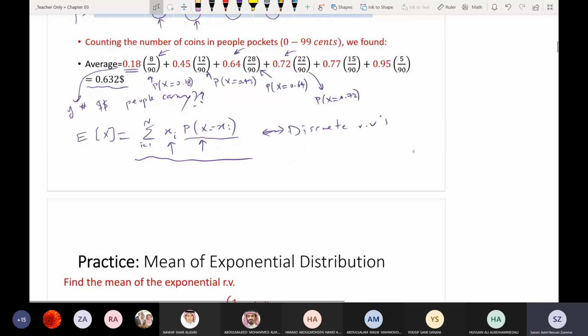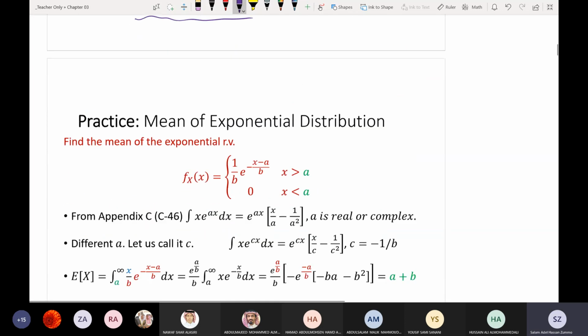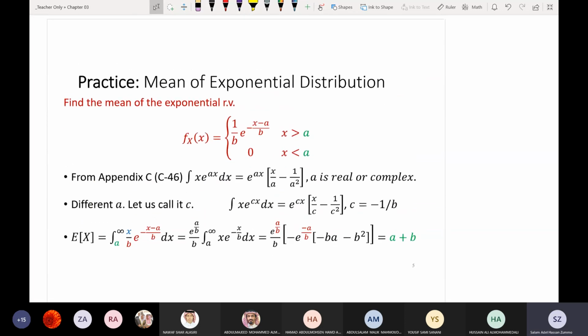Now, we already gave you a discrete random variable example. Let's talk about a continuous random variable example. We have an exponential distribution, remember the exponential, which basically looks like this. At A, it starts decaying, with one over B. Remember this? So let's find out the expected value of the exponential. It's 0 before A, and after A, it is this function.